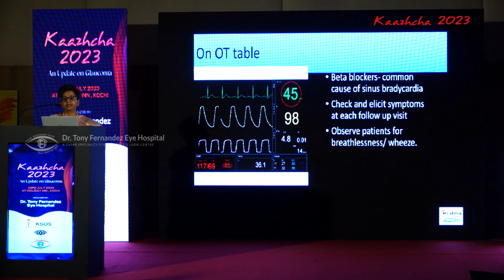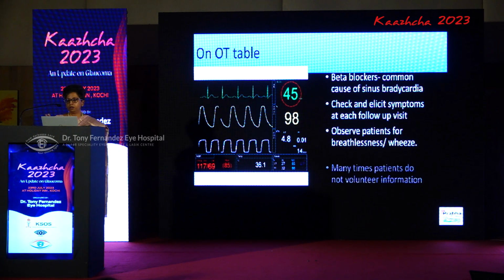Observe patients for breathlessness or wheeze. They don't volunteer that they have asthma or asthmatic tendency. They say that they had it and it went away, but you should observe the patients.